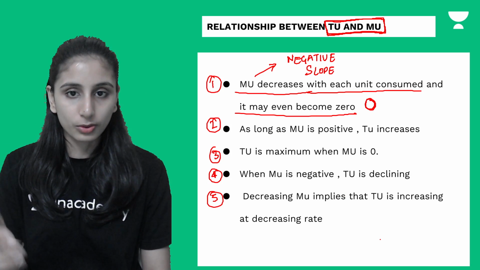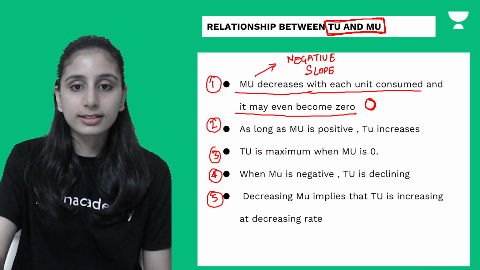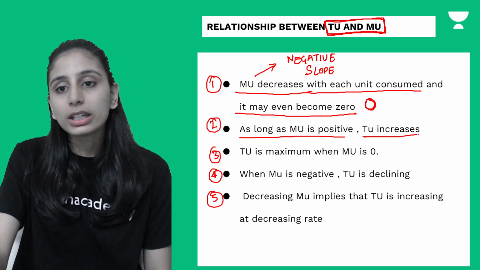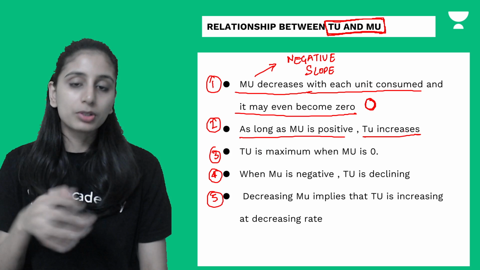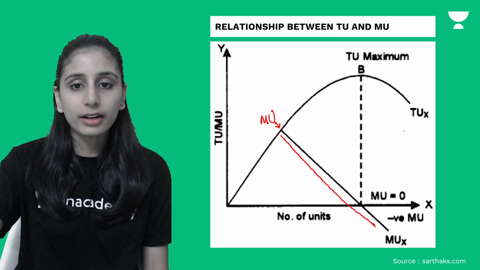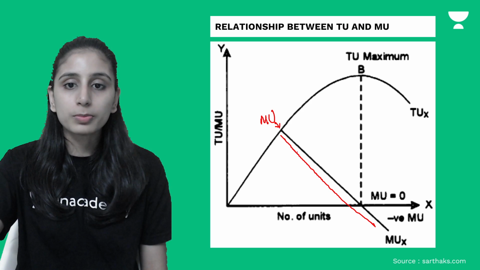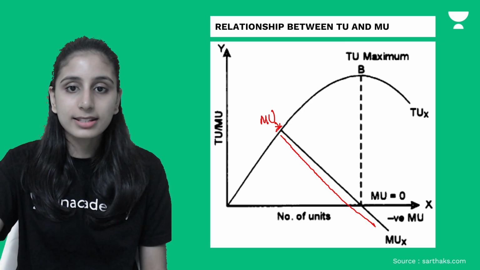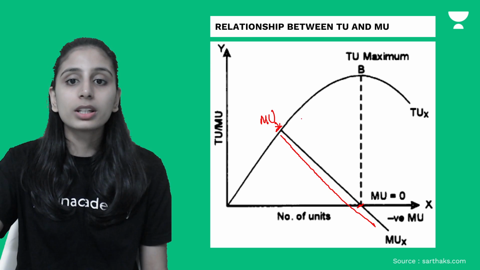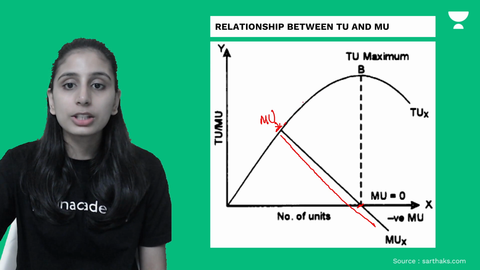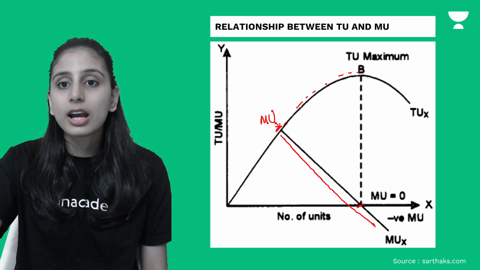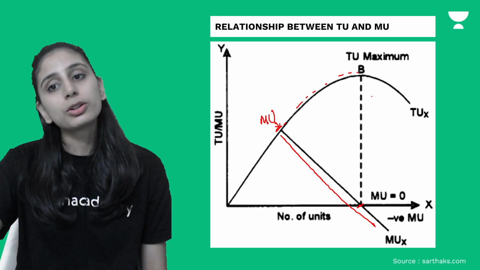The second statement is, as long as MU is positive, TU increases. जब तक MU positive है, हमारा TU increase होता है. Let's see from the graph कि जब तक हमारा MU पॉजिटिव है, यहाँ से लेके यहाँ तक पॉजिटिव है, तब तक हमारा TU इंक्रीज होता है. We can see our TU is increasing, increasing. ठीक है. अगर हमारा MU नेगेटिव हुआ तो TU डिक्रीज हो जाएगा.